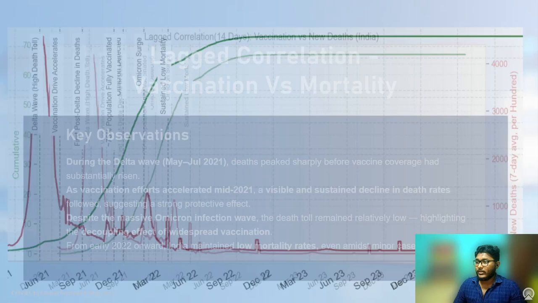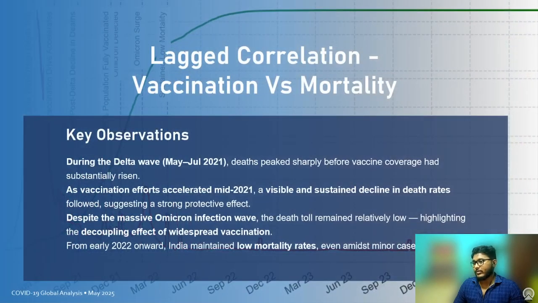Now, the key findings here, just as we mentioned: the deaths peaked sharply before vaccination coverage had substantially risen. Vaccination effort accelerated, which sustained a very strong decline in death rates. And despite the massive Omicron infection wave, the death toll remained relatively low, highlighting the decoupling effect of widespread vaccination.